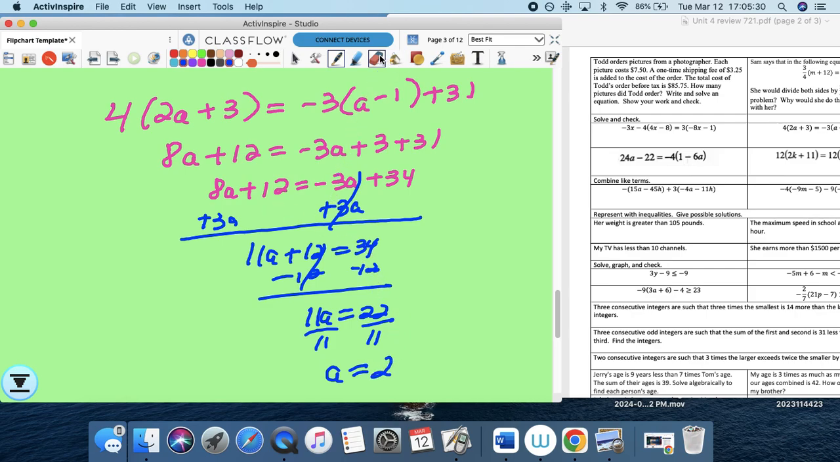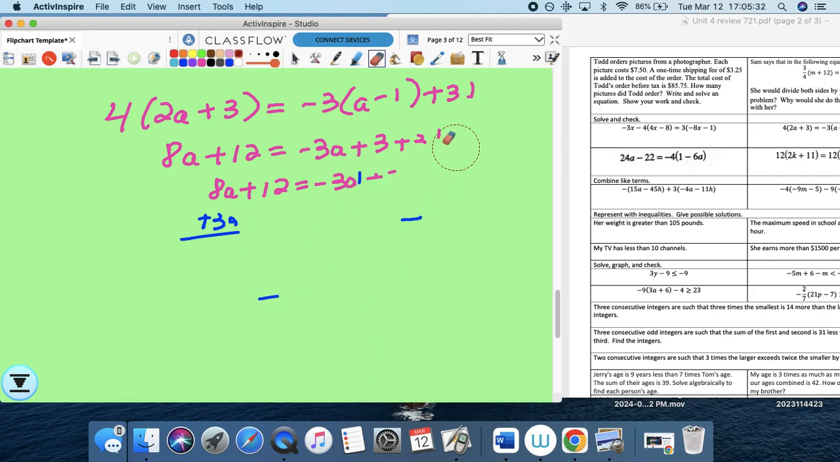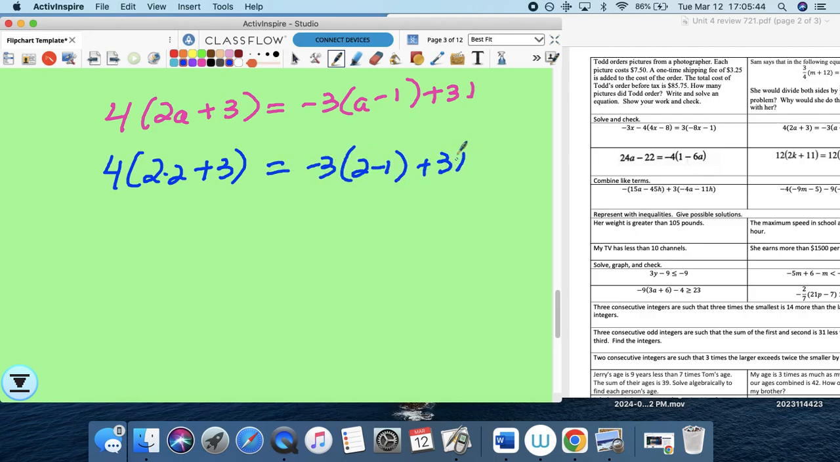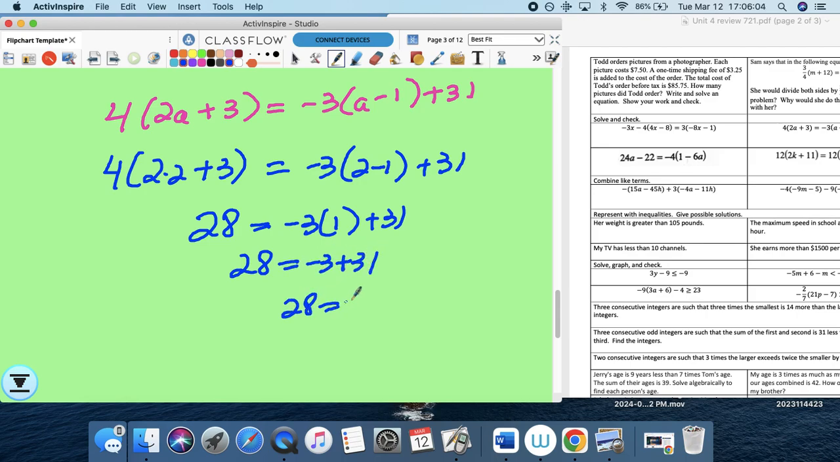Now we have to check. So I'm going to erase everything. You guys can use the forward or rewind button. So a equals 2. 4 times (2 times 2 plus 3). And on this side, -3 times (2 minus 1) plus 31. All right, 2 times 2 is 4. Plus 3 is 7. 4 times 7 is 28. So I get 28 on this side. On this side, I get -3. 2 minus 1 is 1. Plus 31. 28 equals -3 plus 31. And guess what? We are good.